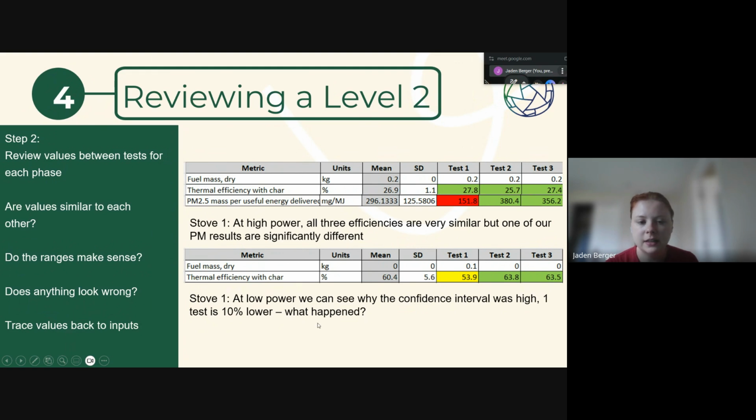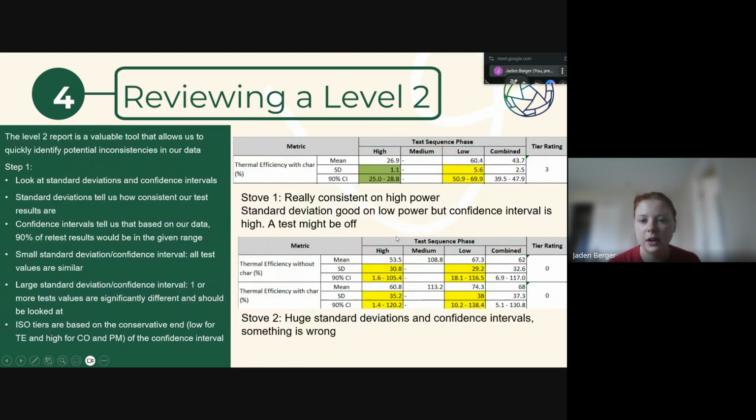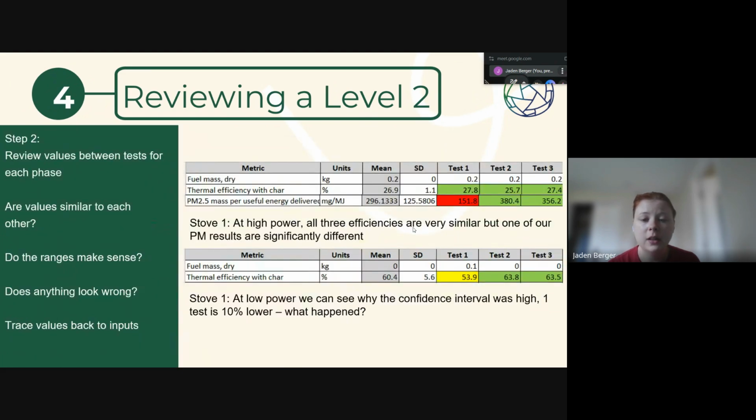And then I went deeper. So this is my stove 1, where I noticed that my confidence interval was high. So if I go to my low power, I can see that 2 of my tests are at 63% thermal efficiency, and 1 is at 53%, so 10% difference. So that's why my confidence interval is so high, is that one of my tests is quite a bit different.